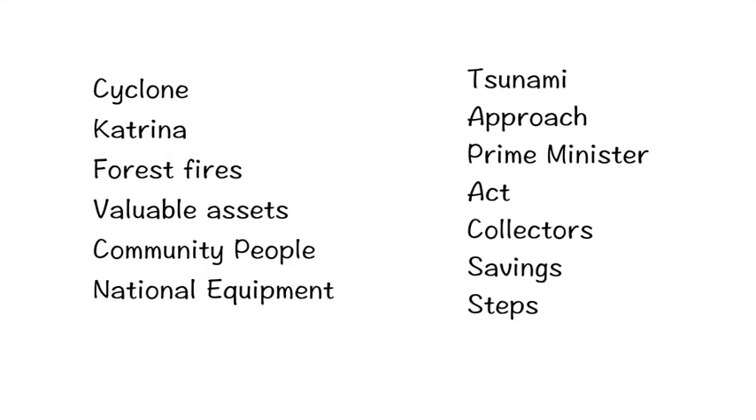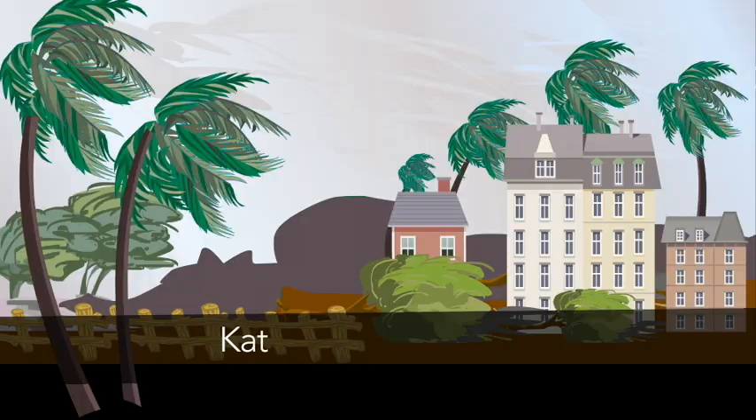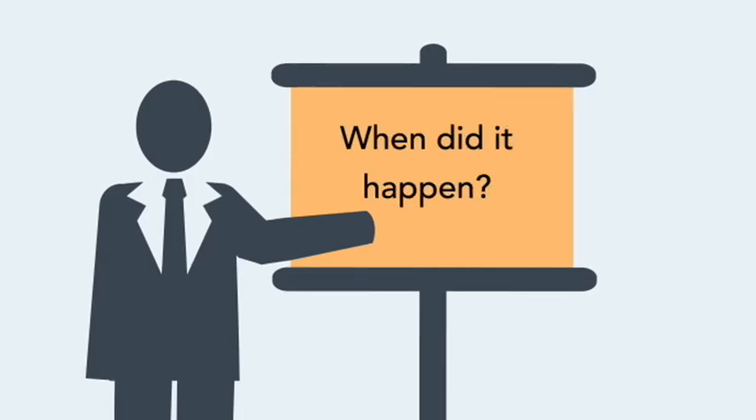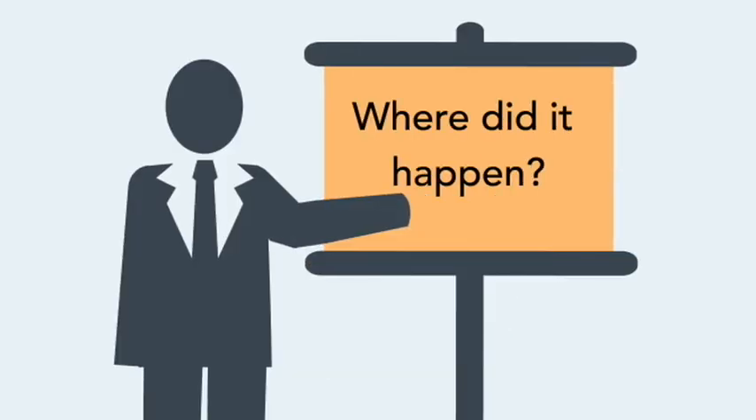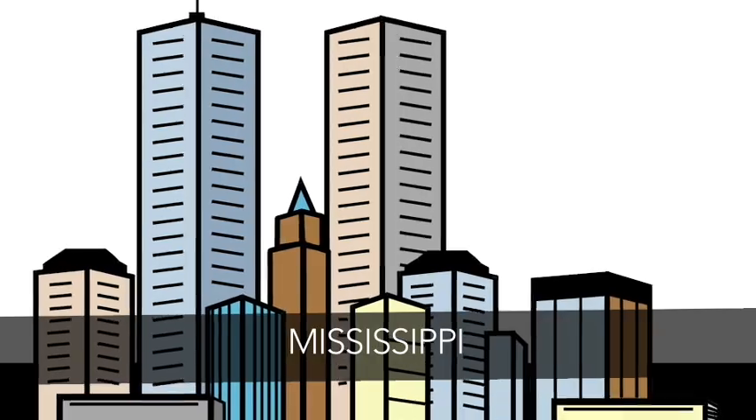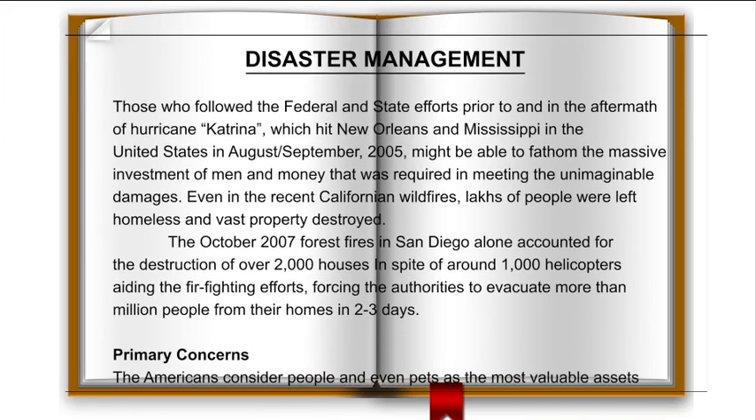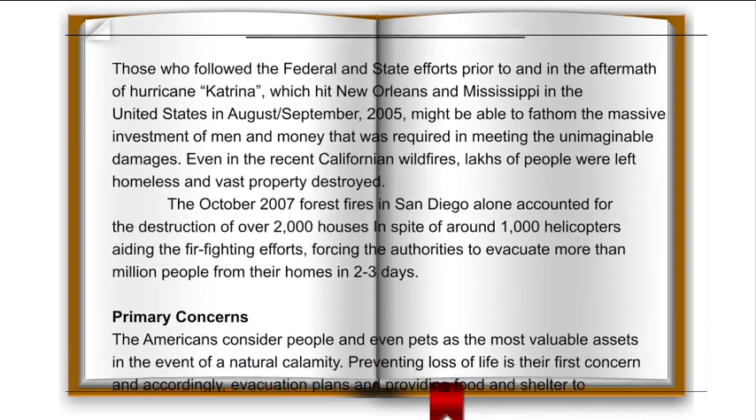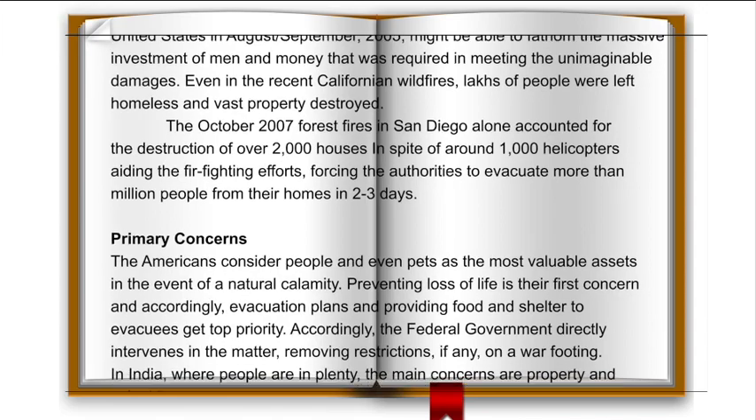Now ask questions to the keywords. What is Katrina? Katrina is a hurricane. When did it happen? Where did it happen? Mississippi. What are the effects of Katrina? When you keep asking these type of questions to the keywords, you will be able to recollect the entire paragraph.